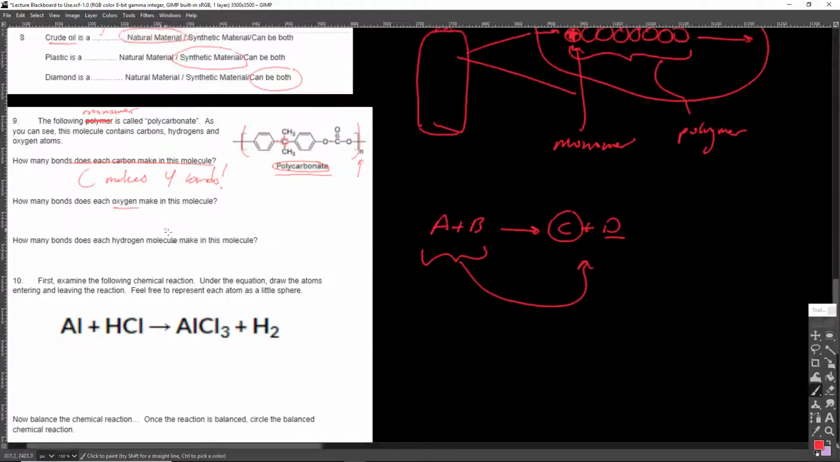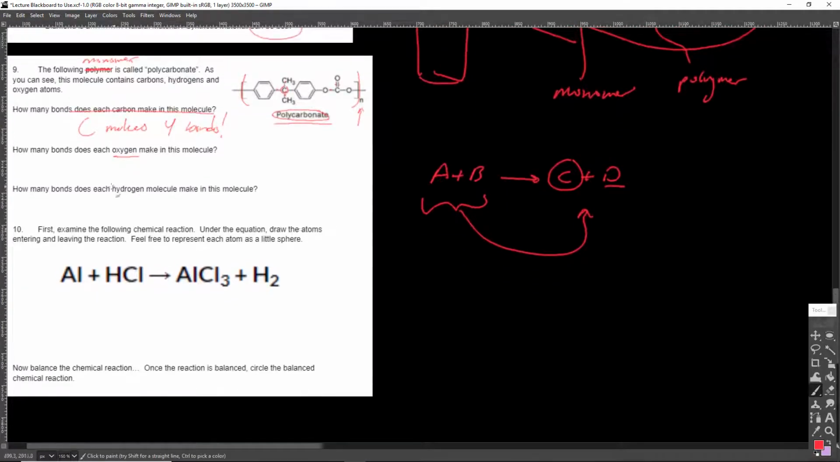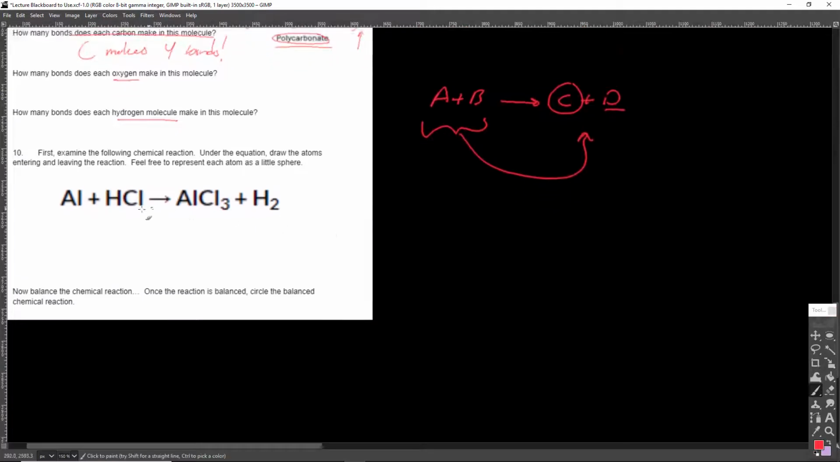How many bonds does each oxygen make? I'll let you answer that. Go back to the review sheet. How many bonds does each hydrogen make? I'll let you answer that. Go back to the review sheet. Those got to be automatic. You need to know those instantly. So you don't even need to count them. The answers never ever change.